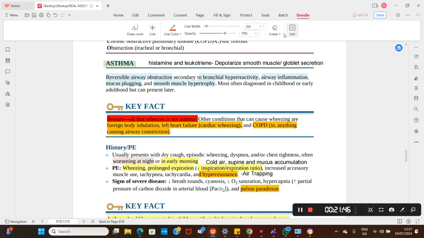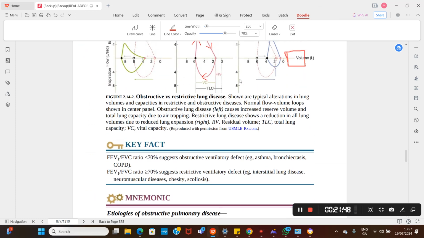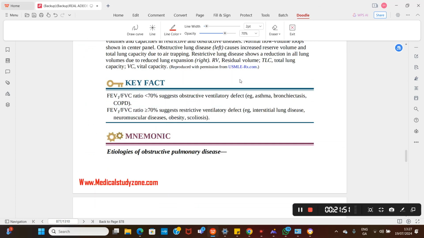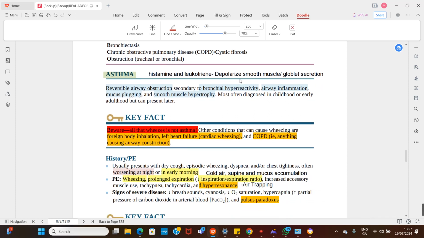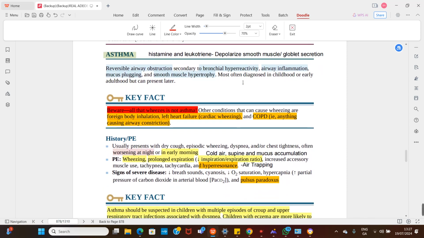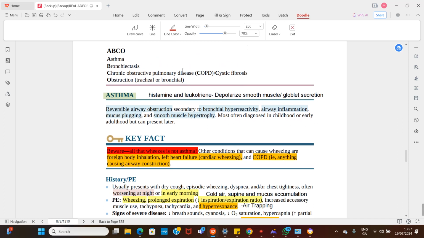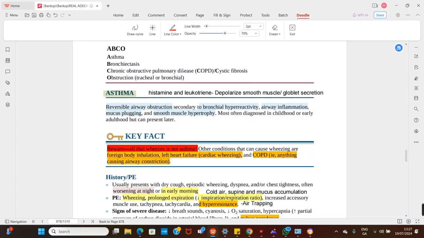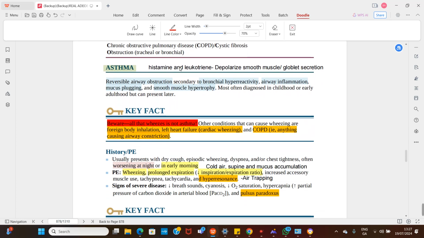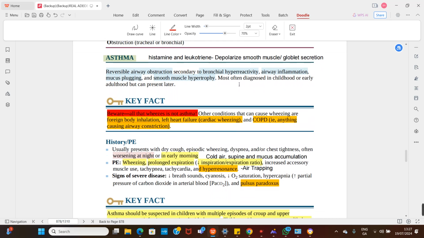So the mucus is going to be elevated, and it is going to be obstructing the airway. So the individuals will find it very difficult to breathe. At the same time, the smooth muscles are going to hypertrophy and narrow the airway, and there's going to be difficulty in breathing. So it is a disease that's very common in childhood and also in early adulthood.